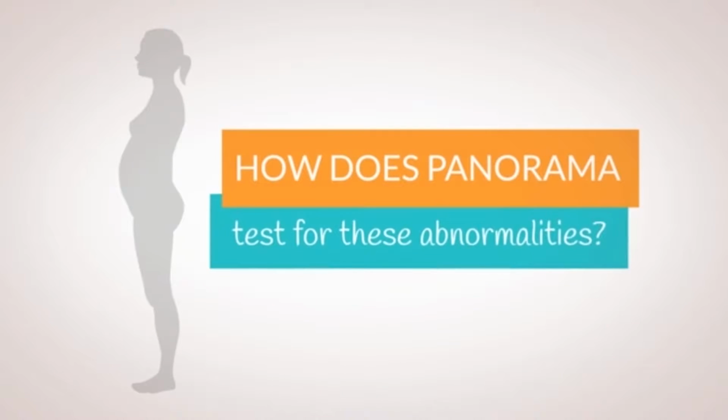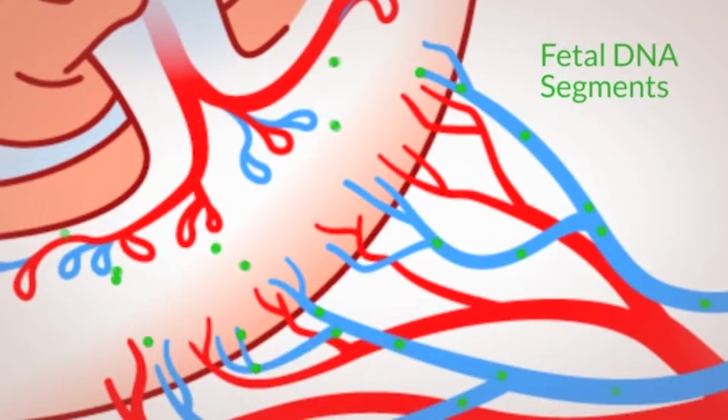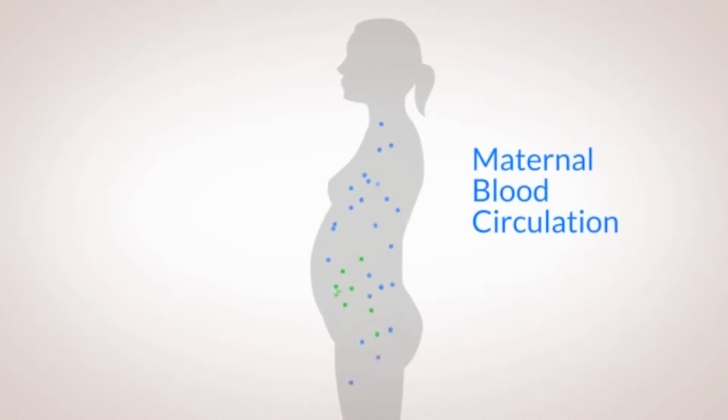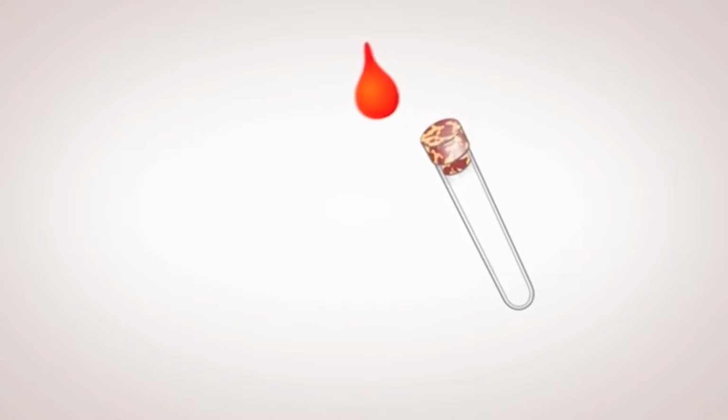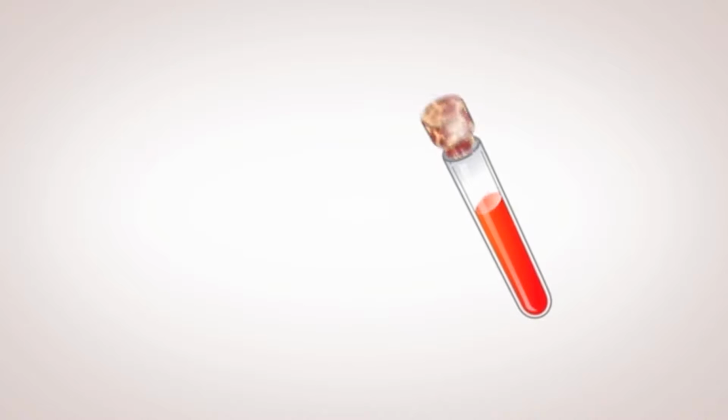How does Panorama test for these abnormalities? When a woman is pregnant, segments of DNA from the fetus enter the mother's bloodstream via the placenta. So, all the Panorama test requires is a simple blood draw from the mother.